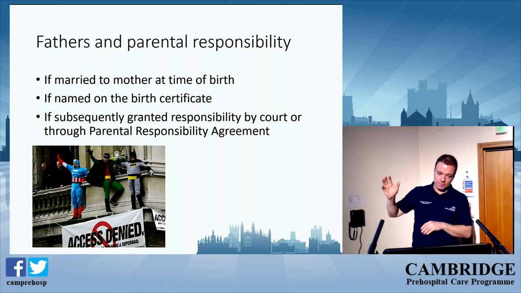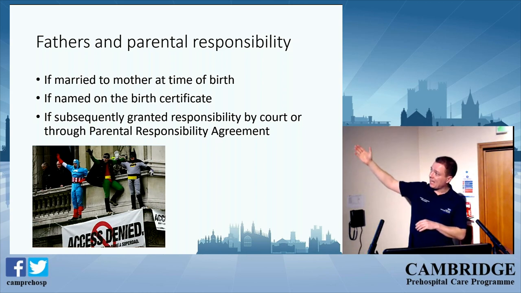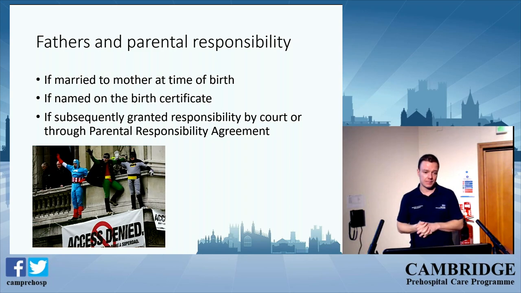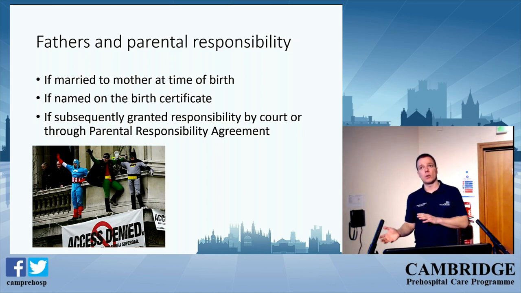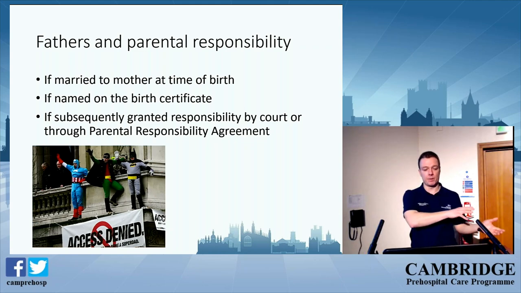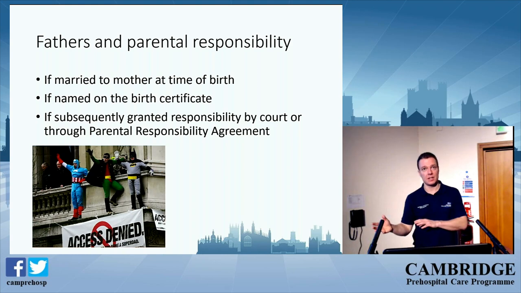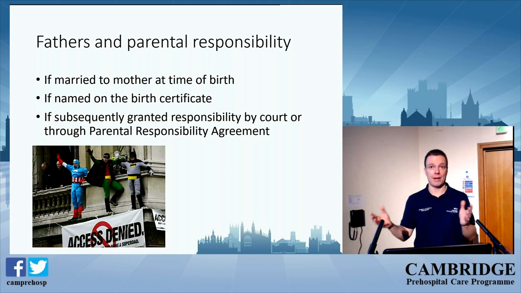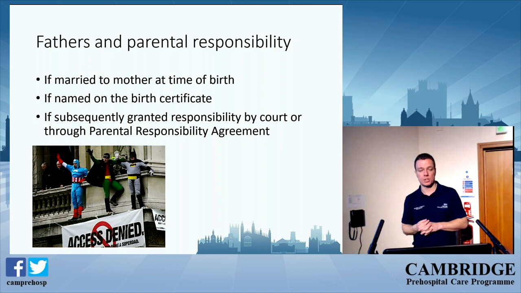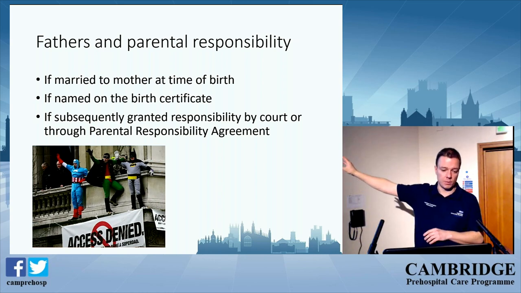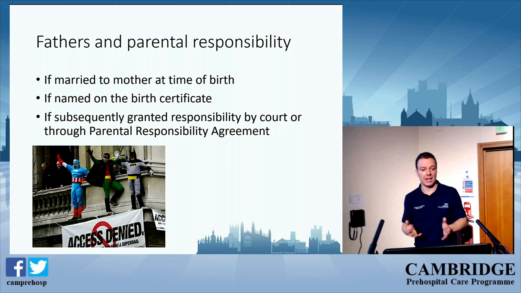Mothers do. Fathers essentially have to have one of these things. If they were married to the mother at the time of the birth of the child, even if they're not mentioned on the birth certificate, they still have parental responsibility. If they're not married to the mother at the time of the birth and they're named on the birth certificate, then they have parental responsibility. Or if they're neither of those two things, but they've been subsequently granted responsibility by court or through what's called a PRA, a parental responsibility agreement, then they have responsibility.